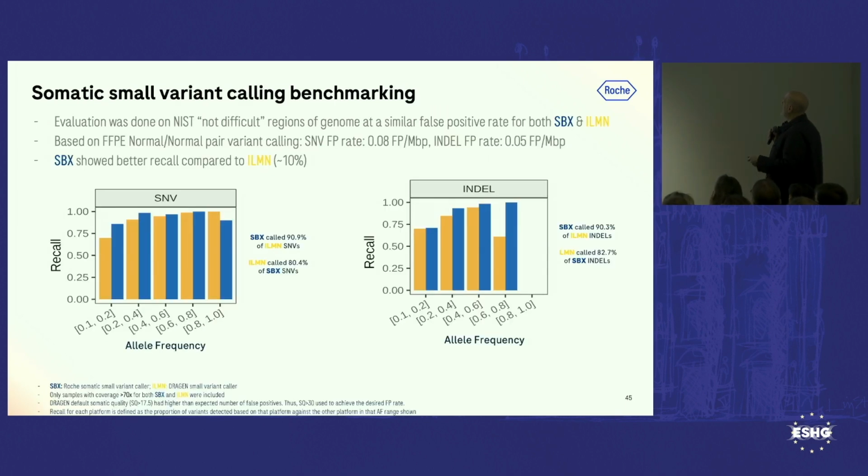Okay, and then evaluating the NIST not-difficult regions of the genome, using similar false positive rates for both SBX and Illumina as determined by normal analysis. We used a 0.08 false positive rate for the SNVs and 0.05 for the indels. And again, you can see the differences between the two platforms there. So SBX generally showed about 10% better recall compared to Illumina in this comparison.